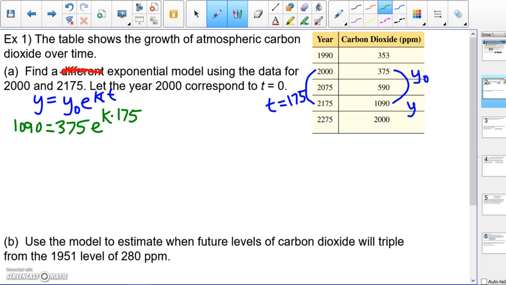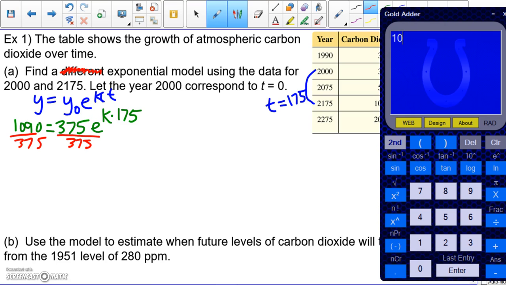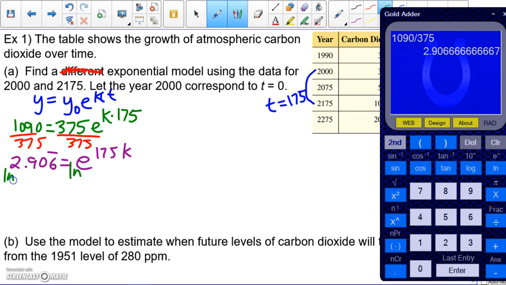Basically, we're just solving this problem. We're trying to find k. So we would need to divide both sides by 375. And that looks like it is about 2.906 repeating. So that equals e to the 175k. If I'm continuing to solve this equation, then I would need to get rid of the e. I'm going to take a natural log on both sides. So natural log of that answer. If I use the answer button on my calculator, I don't have to worry about rounding off. So if I take the natural log of both sides to get rid of that e, I would have 1.067 approximately equal to 175k.